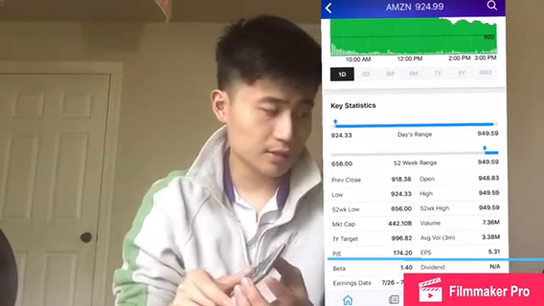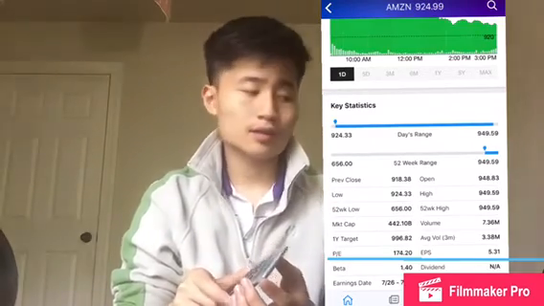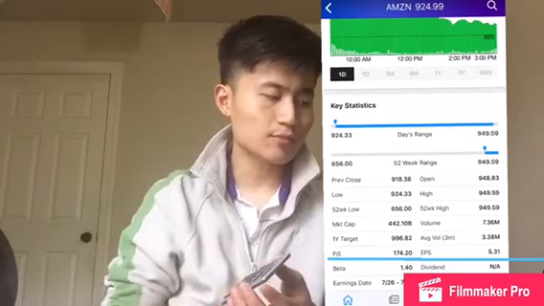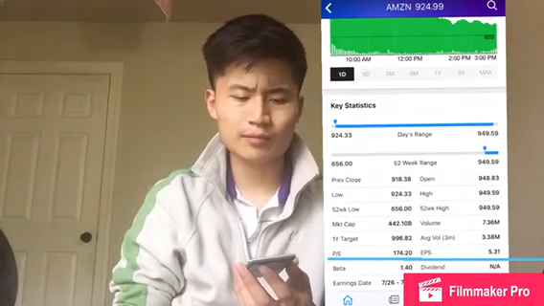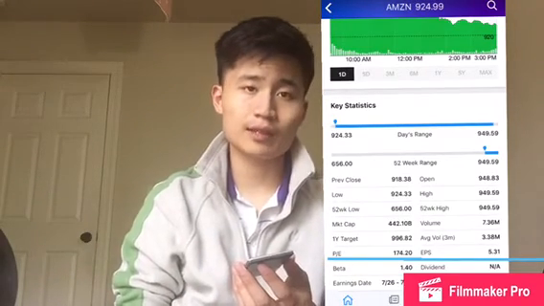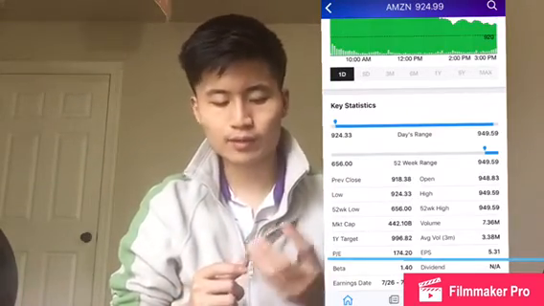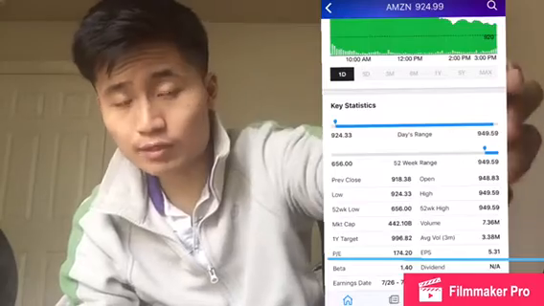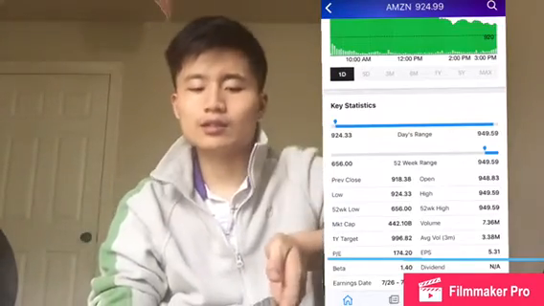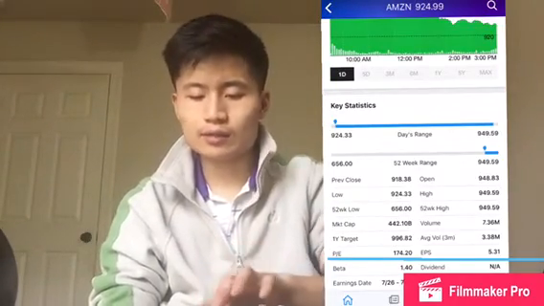The PE ratio is a little different from the website I'm using, Yahoo Finance, but that's okay because it probably hasn't updated to the most up-to-date PE ratio. So Amazon has a PE ratio of 178, which is a very high PE ratio.